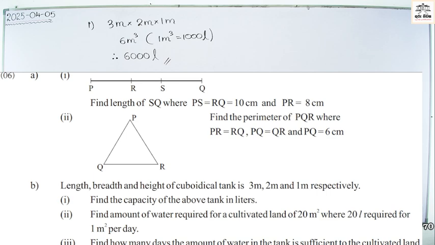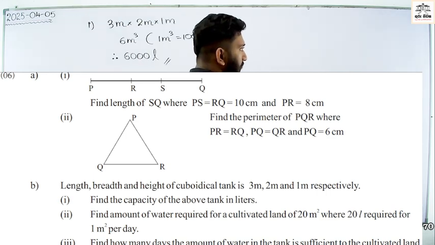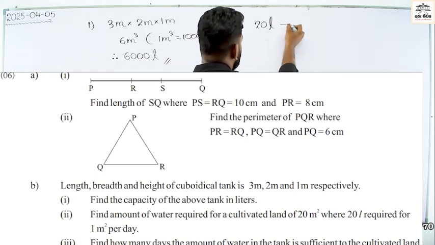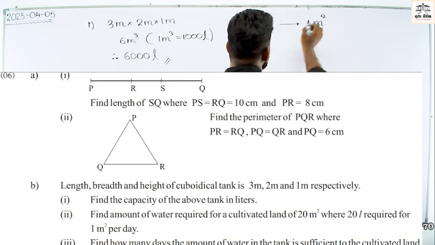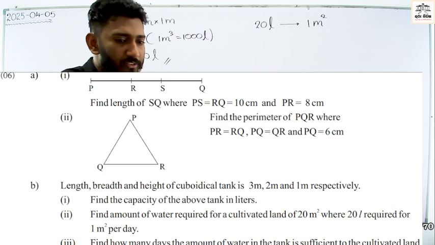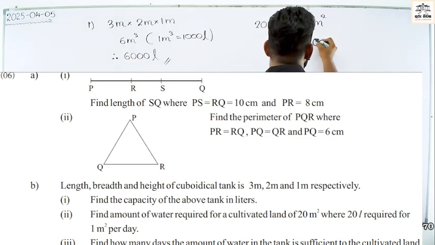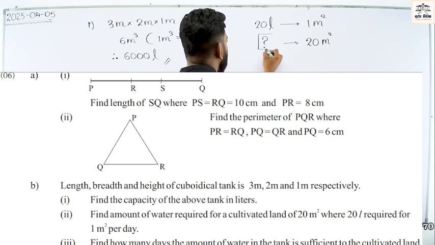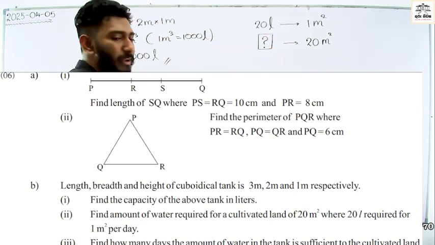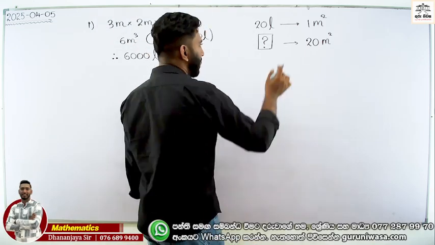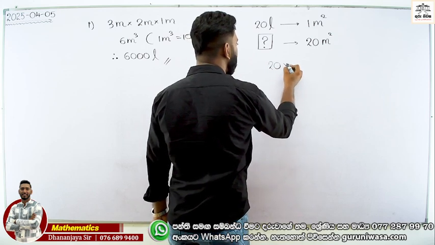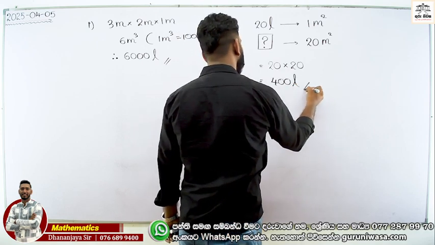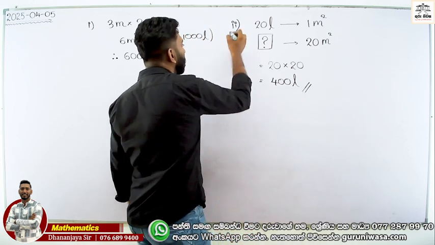Now how much does this land need? For 1 square meter, 20 liters required. Look at that. Therefore, the cultivated land is 20 square meters. So how much is needed? We don't know, you have to find it. Easy, right? You have to multiply by 20. We need 20 times this. Therefore, 20 multiplied by 20, and you know the answer: 400 liters required. That's an easy question.